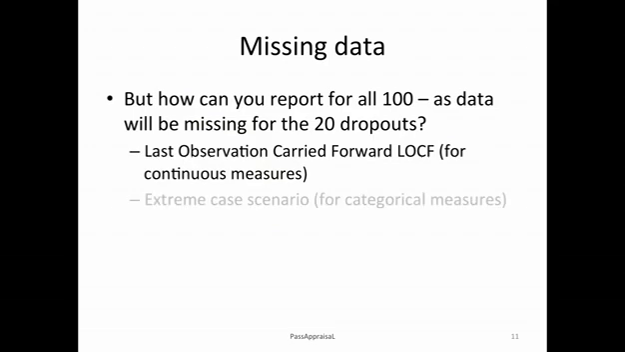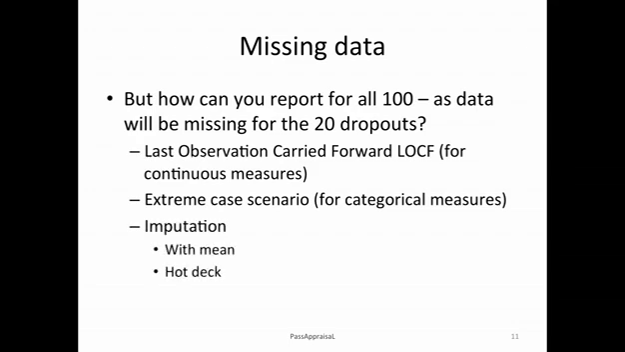If the study has a binary categorical outcome, for example, response versus no response, then we can assume that all of the dropouts in the active treatment group did not respond, and all of those in the placebo group showed a response. This assumption is an extreme case scenario. To be precise, this is called worst case scenario assumption. This is one method of dealing with missing data.